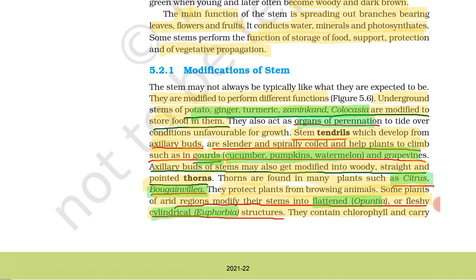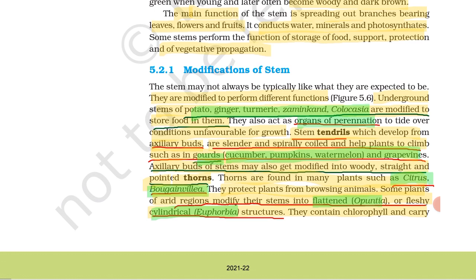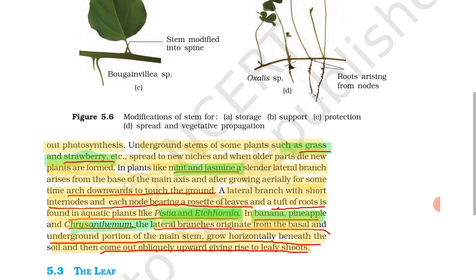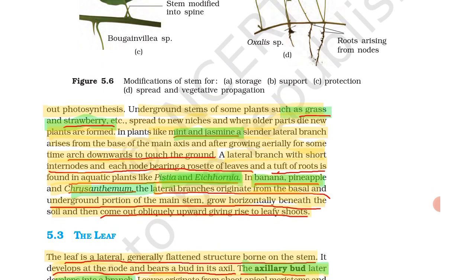By these thorns, they protect the plant from browsing animals. Next, some plants of arid regions modify their stem into flattened opuntia and fleshy cylindrical euphorbia structures. They contain chlorophyll and carry out photosynthesis.